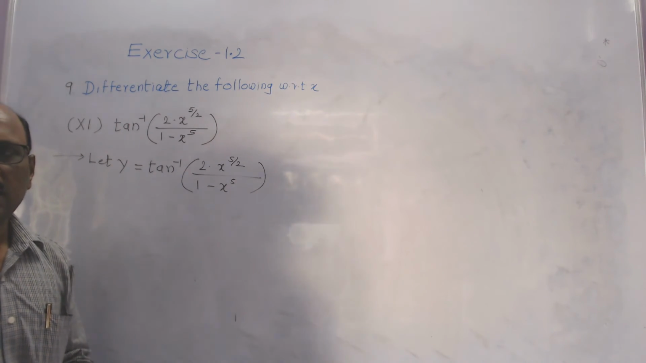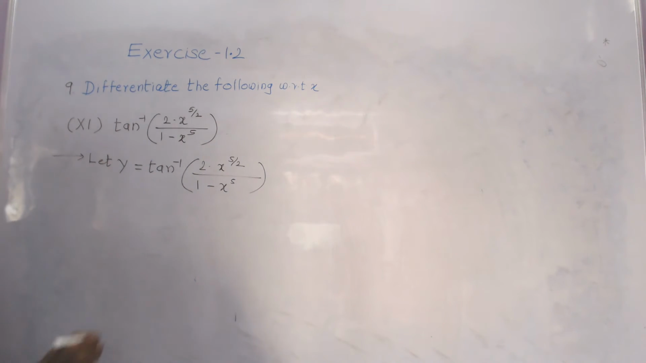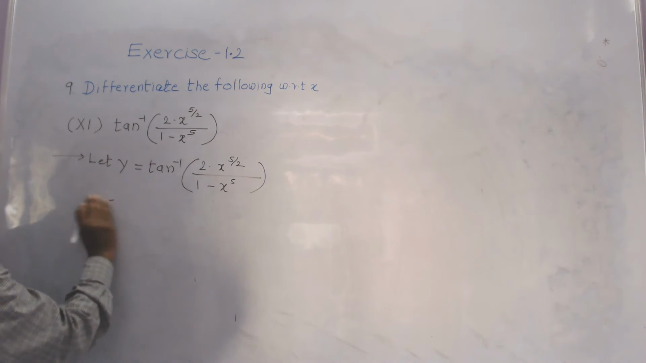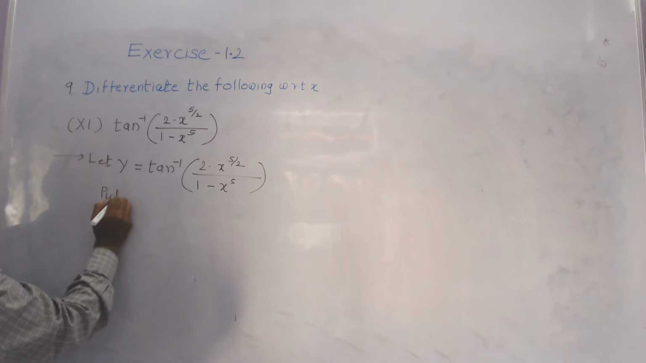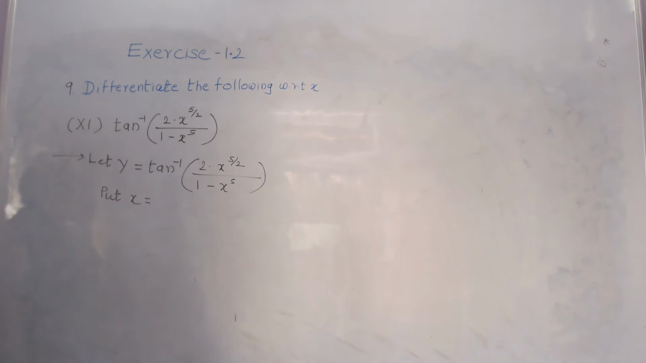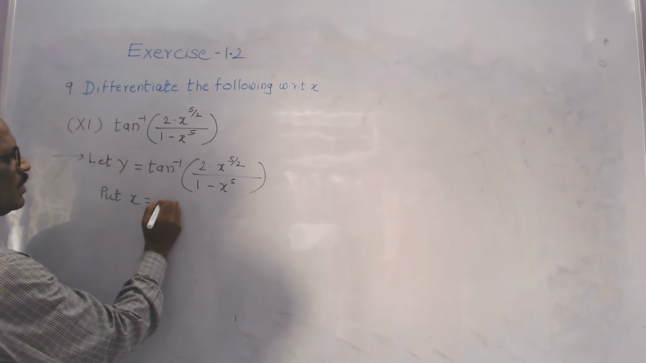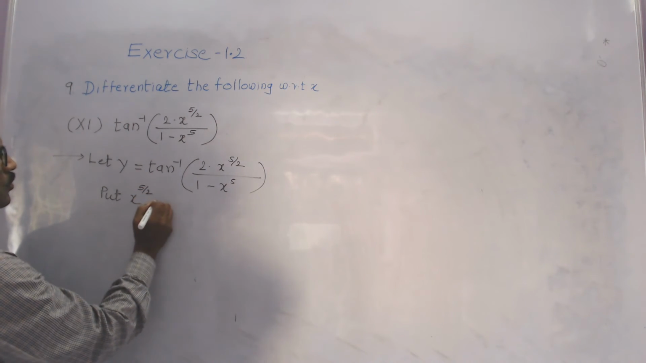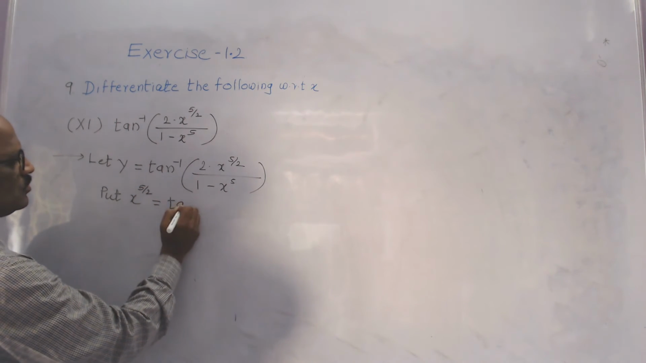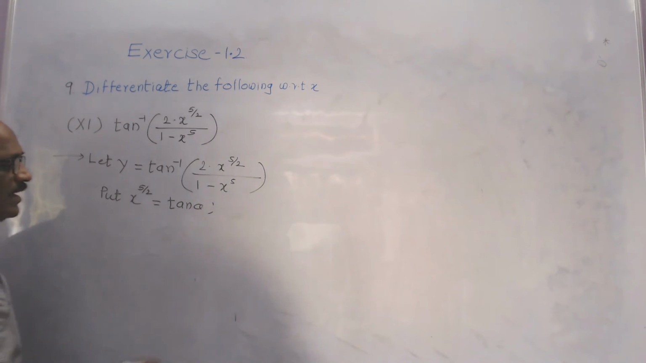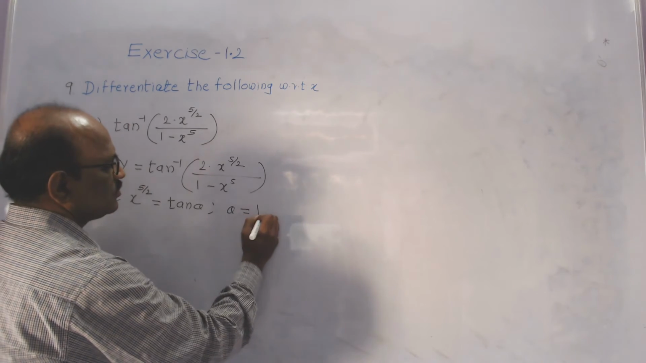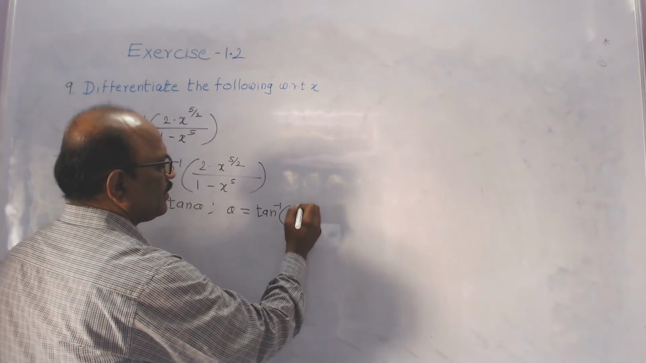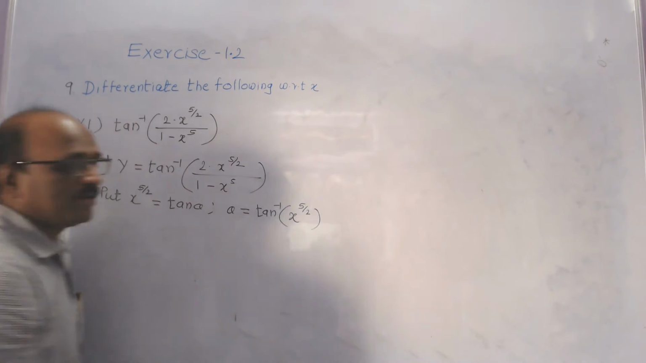Okay, now the next is, let, or put here, substitute here, put x raised to 5 by 2 is equals to tan theta, and therefore theta is equals to tan inverse of x raised to 5 by 2.